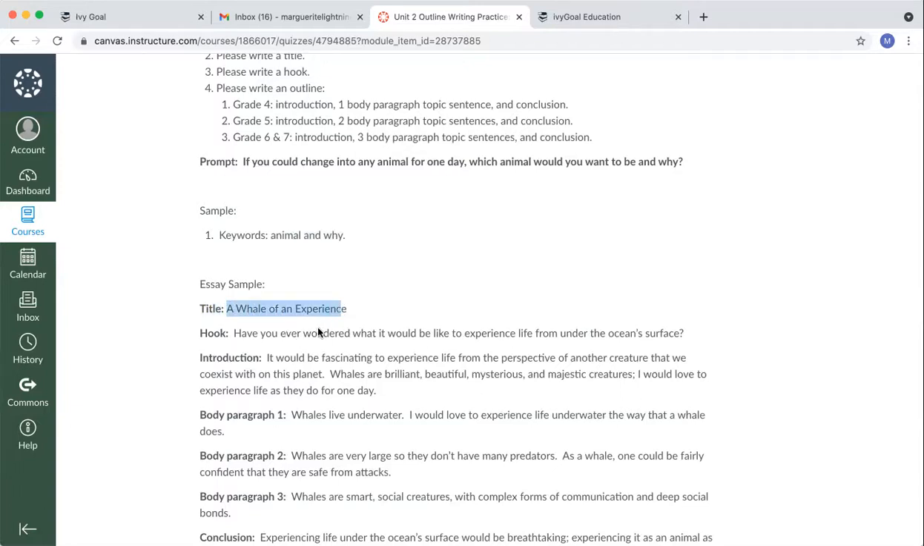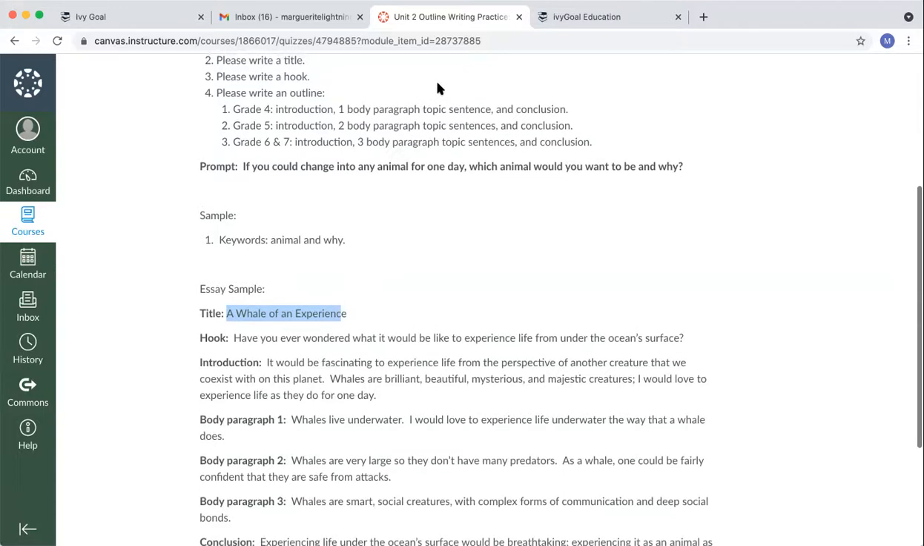And the hook. Who knows what a hook does? Who can describe for the class what a hook does in an essay? Parisa, go ahead. A hook, like it makes a reader want to read, like it just attracts the reader. Yeah, good job. And thank you, Hao, for your input.